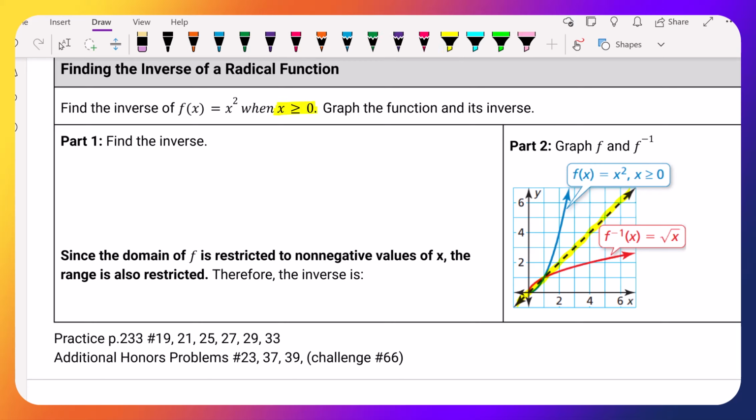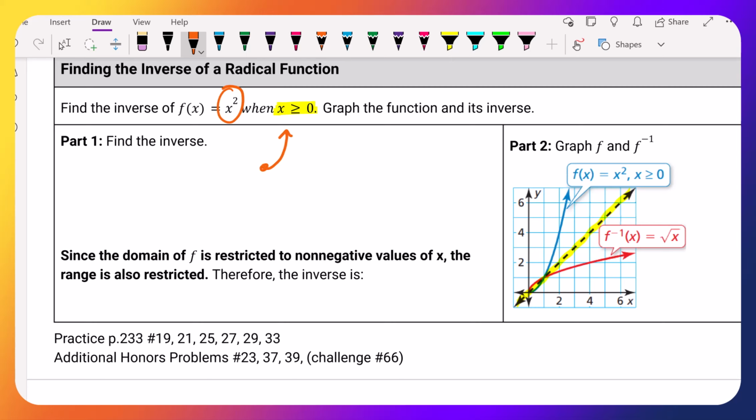Okay, so this one's special. It says find the inverse of f of x equals x squared, but only when the domain is greater than or equal to 0. Well, let's talk about why that is. This is what x squared looks like when it's graphed. This does not pass the horizontal line test. So what they're doing is they're being clever. They're saying, well, if I just take maybe half of it and get rid of it. So what they did is they're only wanting you to graph the right side. Anyway, so they're only going to graph that.